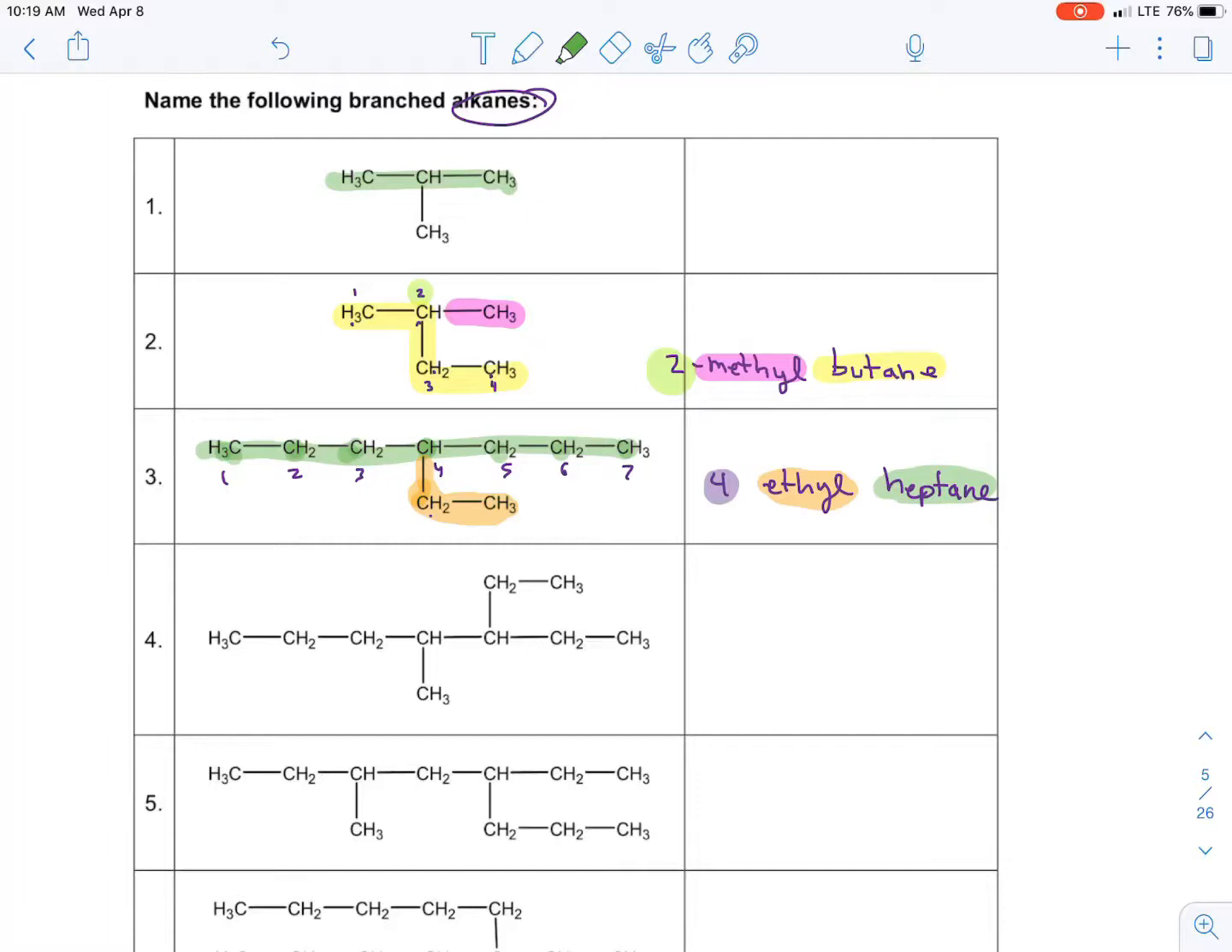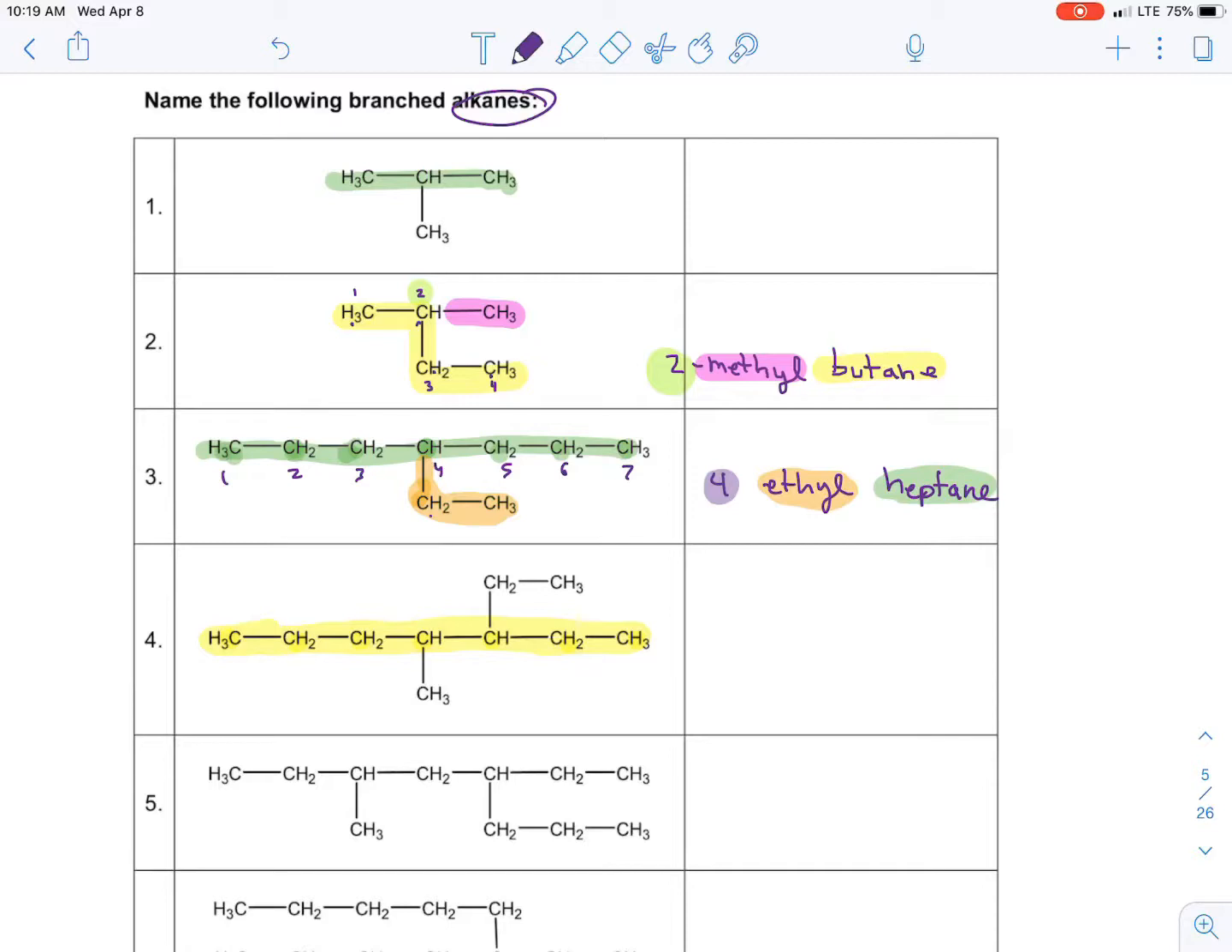Hey, let's count our longest chains. 1, 2, 3, 4, 5, 6, 7. It could have been either way, right? It could have went up, top, or down below. It doesn't matter. It's still the longest chain. Either one works. I'm going to do the simplest one.